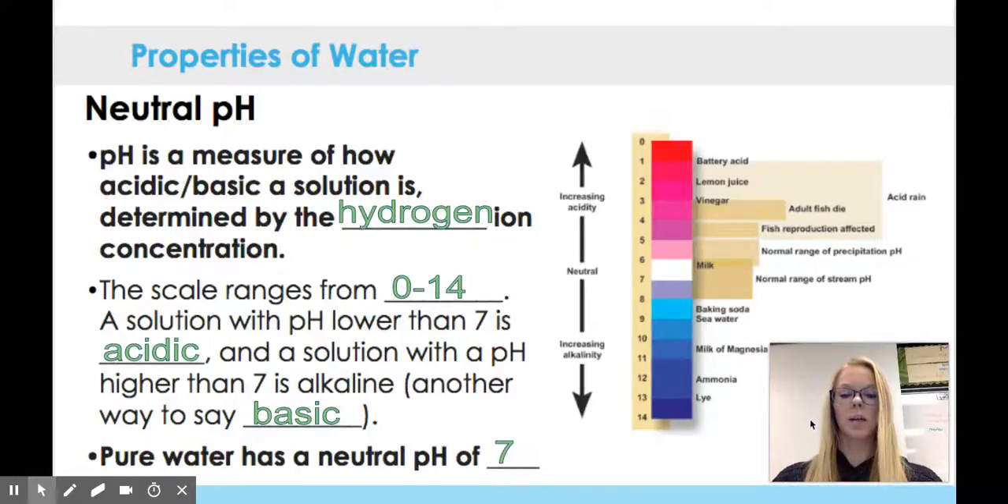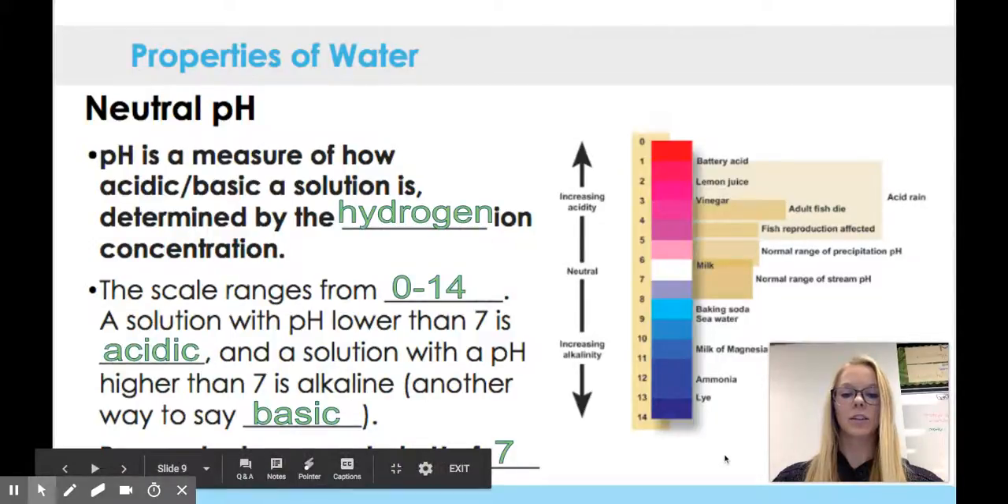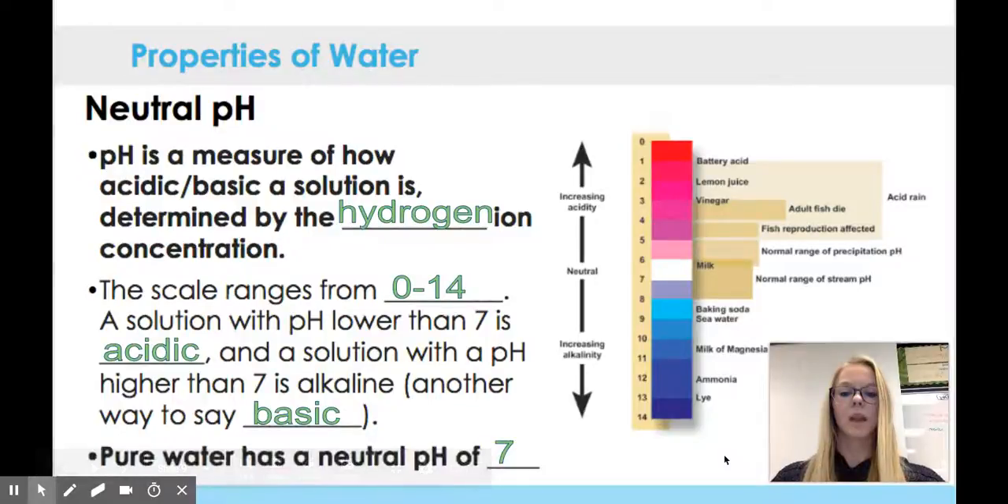pH is a measure of how acidic or basic a solution is. It is determined by the hydrogen ion concentration, also known as how many hydrogen ions there are compared to other ions or molecules. pH is written with a lowercase p and a capital H. The pH scale ranges from 0 to 14. A solution that has a pH lower than 7 is considered acidic, and a solution with a pH higher than 7 is considered alkaline, which is also known as basic.